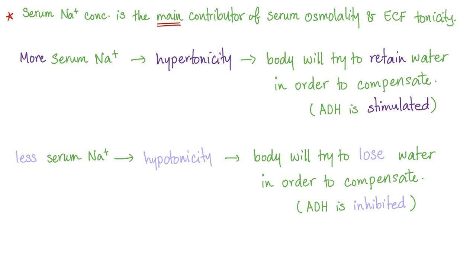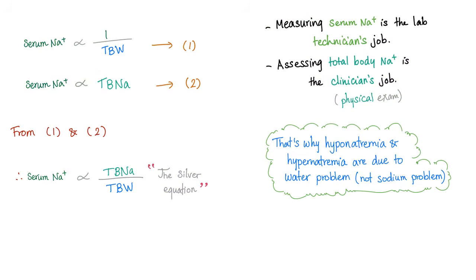On the other hand, if you have less serum sodium, this will lead to hypotonicity. ADH is inhibited because the body will try to lose water in order to compensate. When you lose water, your tonicity is going to go up and back to normal. Don't ever forget the Silver equation. Serum sodium equals total body sodium over total body water.